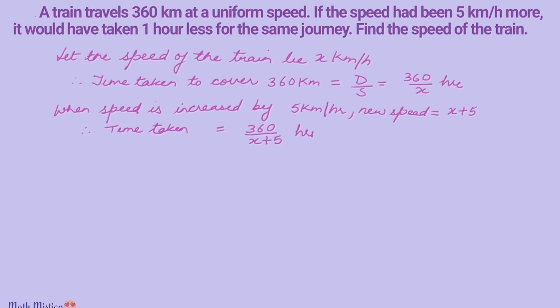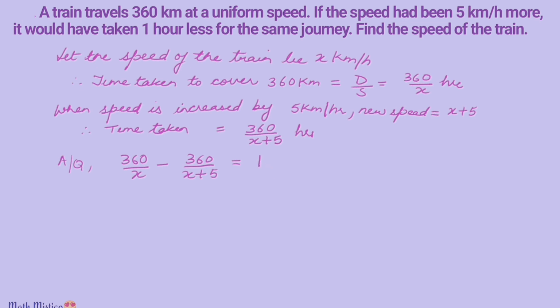As the speed is more in the second case, the time taken will be less. So to find the difference of times, we will subtract this from the previous time. Therefore, 360 upon x minus 360 upon x plus 5 is equal to 1.